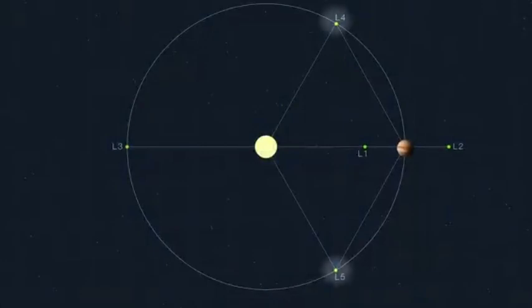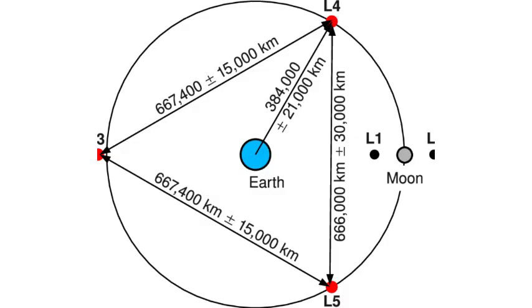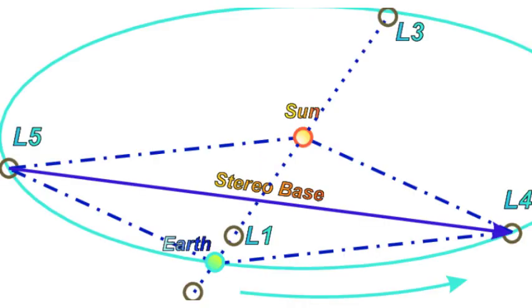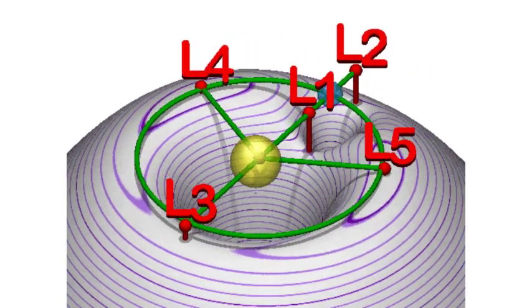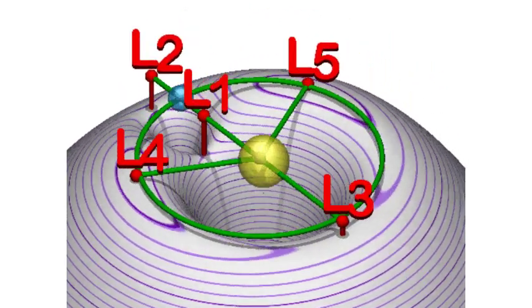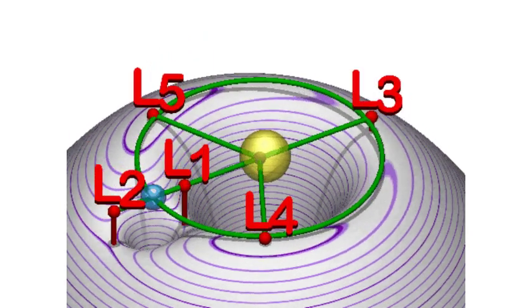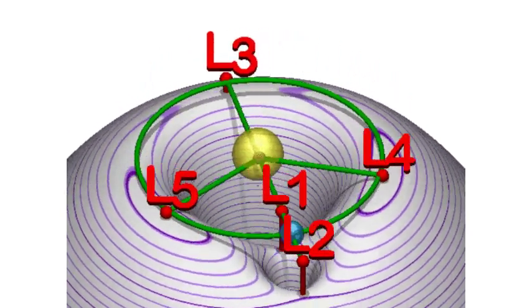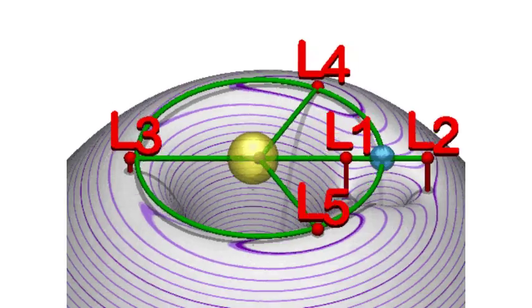Now for the L4 and L5 points. These points are located at the third vertices of two equilateral triangles formed by the orbital plane of the two masses. The line connecting the centers of the masses serves as the base of these triangles. The L4 point is positioned 60 degrees ahead of the smaller mass in its orbit around the larger mass, while the L5 point is positioned 60 degrees behind.